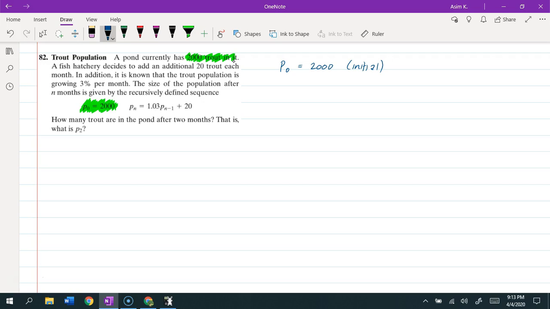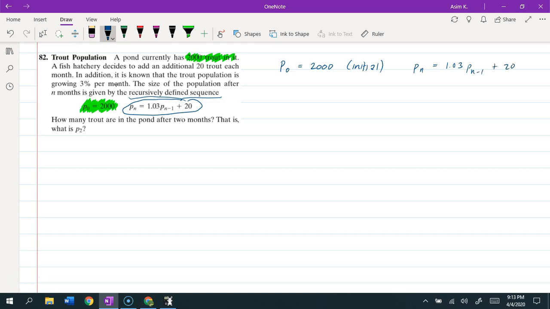All right. Now, it says a fish hatchery decides to add an additional 20 trout each month. So they're putting 20 trout more into this pond each month. In addition, it is known that the trout population is growing 3% per month. So the size of the population after n months is given by a recursively defined sequence, and that sequence is right over here. So it's literally using the same thing that I just taught you in that previous example. So this should not take too long. And you're just going to be applying that to a real life situation. So P sub n is equal to 1.03 P sub n minus 1 plus 20.